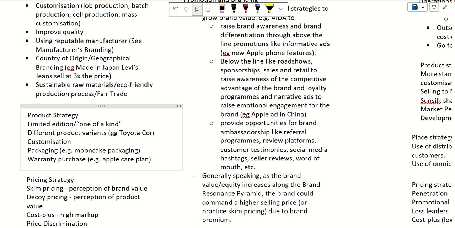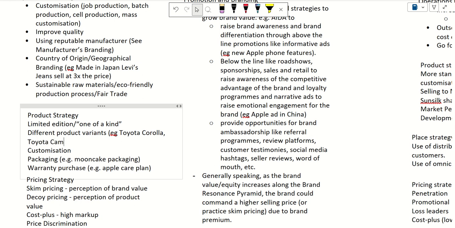Toyota has many different cars, right? Same for many other brands. The Toyota Corolla is usually the mass market car, the one for the middle class, whereas the Toyota Camry is for the luxury class, right? So if you create product variants, even within the same model like the Toyota Corolla, you could have a sport versus non-sport model, right? All these things could increase your selling price. Okay, I talked about customization. I'm not going to repeat this.